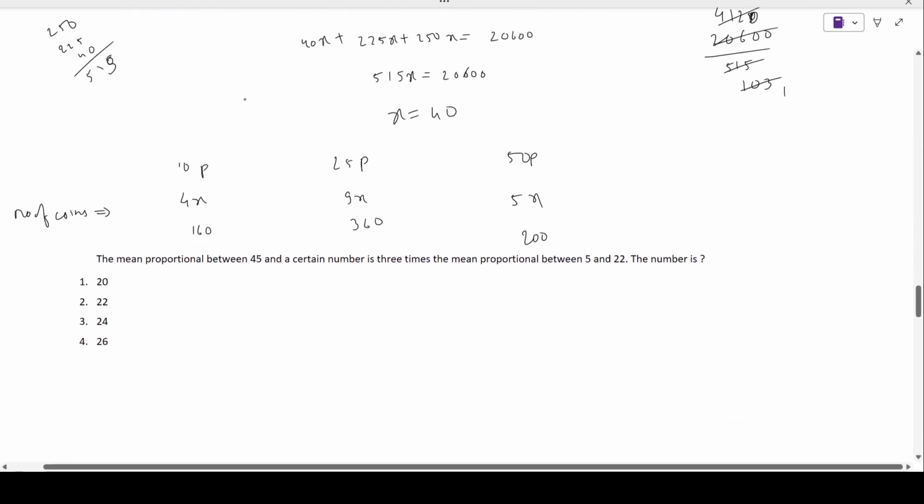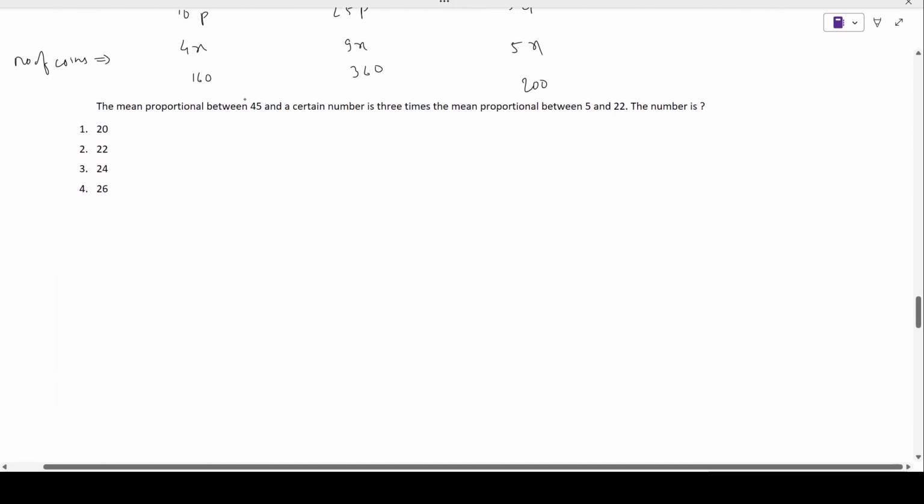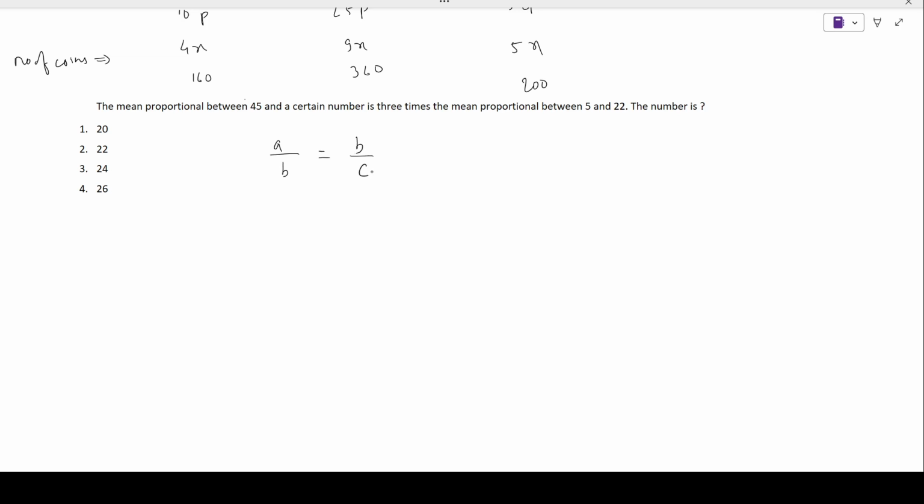Moving on to the next question. The mean proportional between 45 and a certain number is 3 times the mean proportional between 5 and 22. What is mean proportion? Let's say we have a ratio of A upon B, which is equal to B upon C. So the B is called mean proportion. A ratio B ratio C.